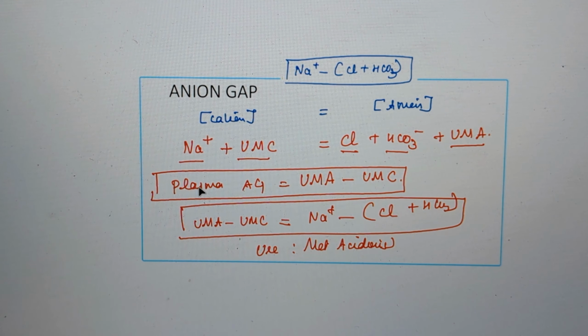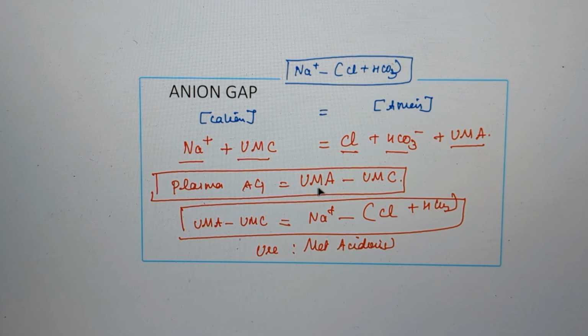Definition: the plasma anion gap is the difference between the unmeasured anions and unmeasured cations, which simplifies to anion gap, sodium minus within bracket chloride plus bicarbonate. The anion gap is especially useful in evaluating the cases of metabolic acidosis.